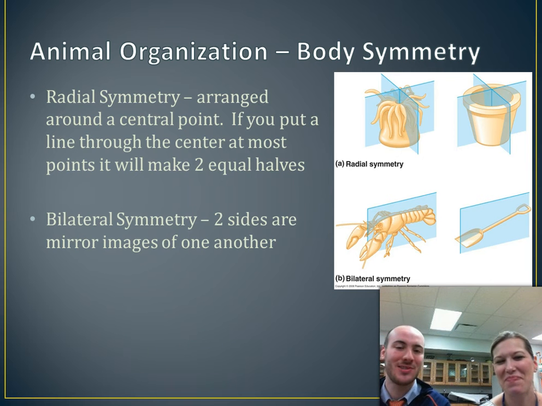Radially symmetrical means things are arranged around a central point. Really, this means that you have an infinite amount of bilateral symmetry. No matter where you cut, you're going to get two equal halves. So this is showing a coral, or like a pot for a plant. Sea stars are radially symmetrical. Any other examples I'm forgetting?